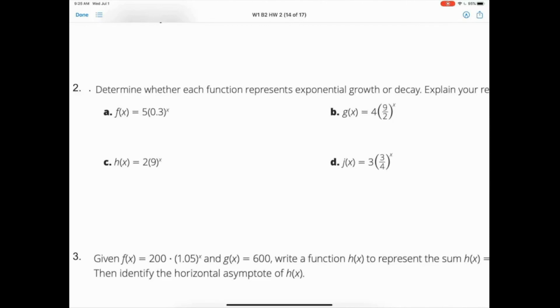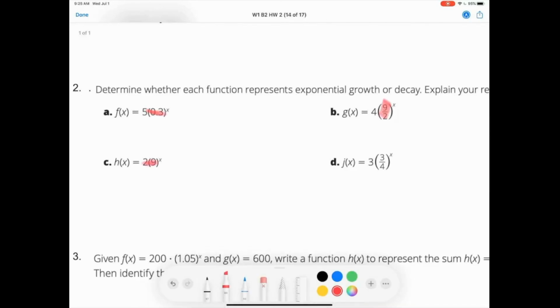This is like the first problem that we did. So again, for these, make sure you look at your B values. For all of these, you want to look at your B values, and then that's going to determine if it's growth or decay. It's growth if it's bigger than 1, it's decay if it's less than 1. For the ones with fractions, divide the fraction out to see what you get.